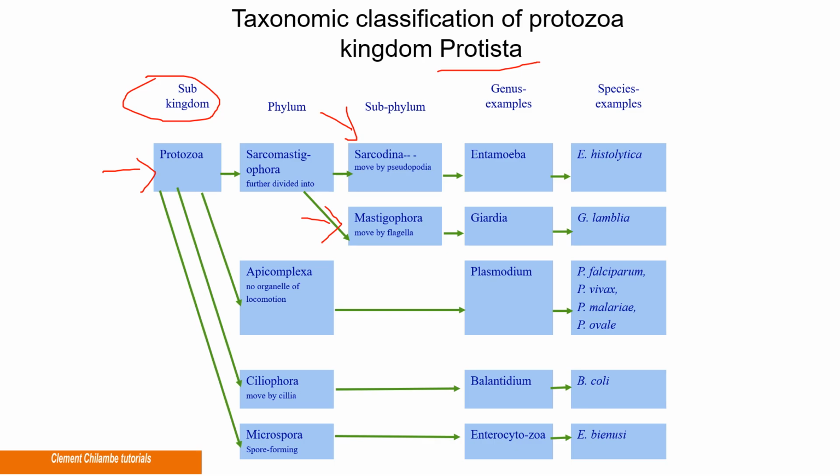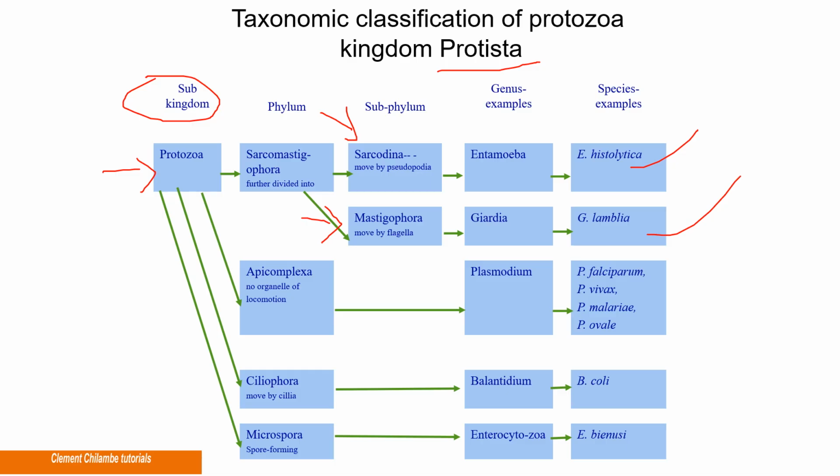So for genus examples, we have Entamoeba and Giardia, and the species Histolytica and Lamblia. We said genus has got one word. But when you look at the species here at the end, it has the genus name and also the species name. So under the genus, we have Entamoeba histolytica. That's the species. That's the one that we need. And then we have Giardia lamblia as an example.